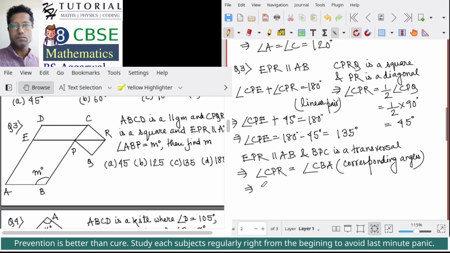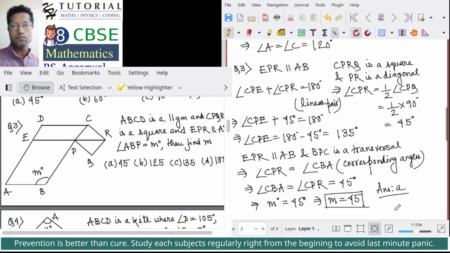So this implies angle CBA is equal to angle CPR, which we have found to be 45 degrees. So angle CBA, which is m degrees, is equal to 45 degrees. So m is equal to 45, and hence the correct choice is A. A is the correct choice.